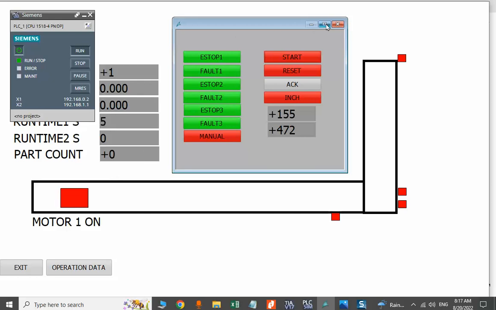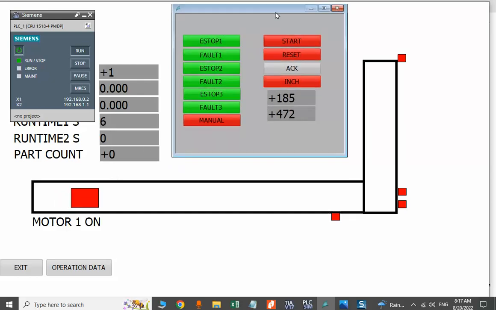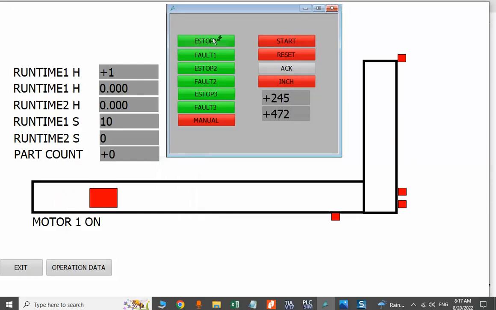You can see that some variables are available in this window. We have the emergency stop and fault for motor 1 here. We have emergency stop and fault for motor 2 that is available here. Emergency stop and fault for element 3, that is the pusher. We can put the drive in manual and click run by inching only. We developed that in this stage for motor 1 and motor 2.